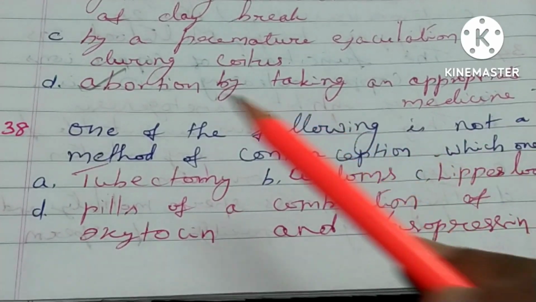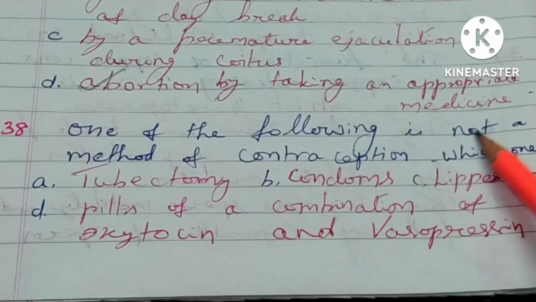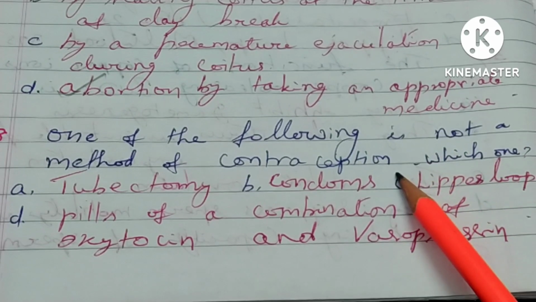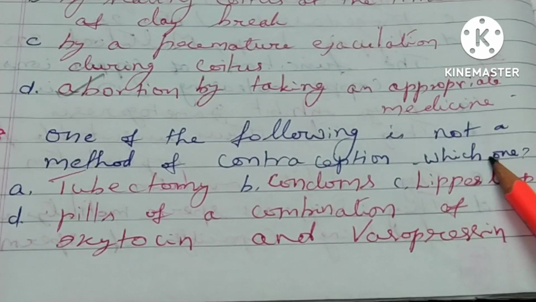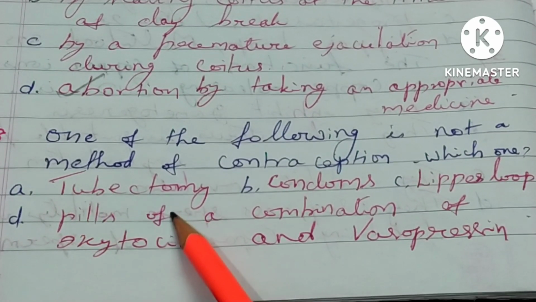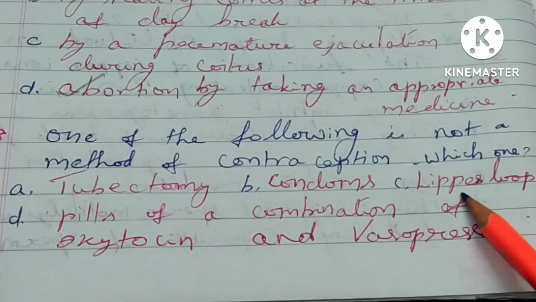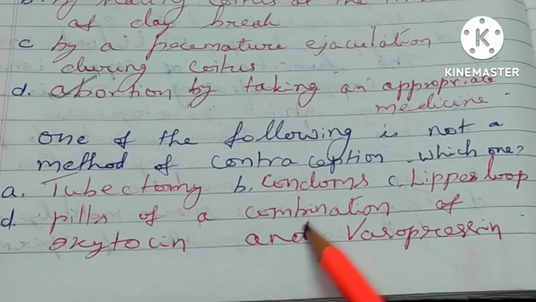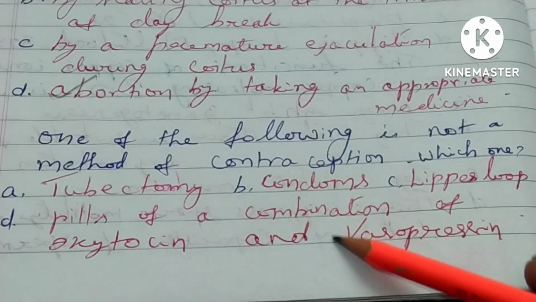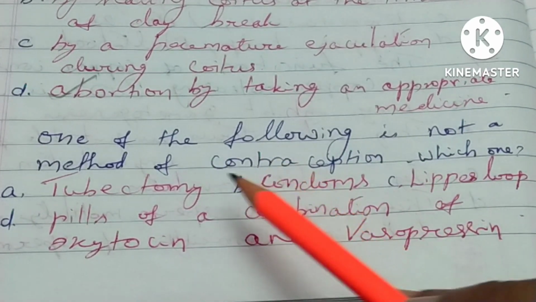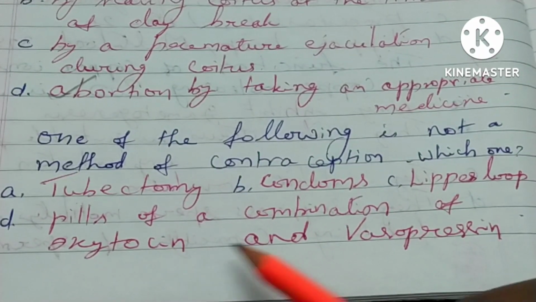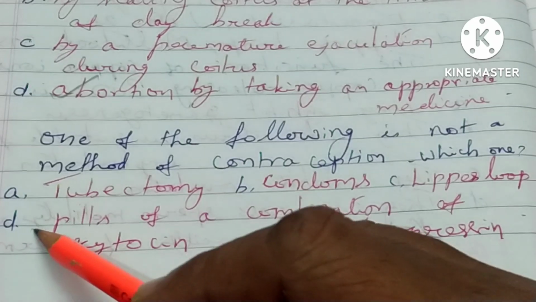Next one, question number 38. One of the following is not a method of contraception. Which one? Option A, tubectomy. Option B, condoms. Option C, Lippes loop. Option D, pills of a combination of oxytocin and vasopressin. Pills of a combination of oxytocin and vasopressin is the answer.